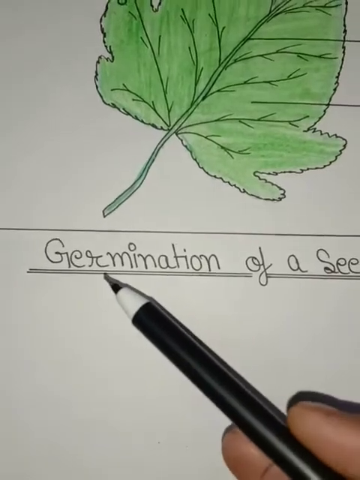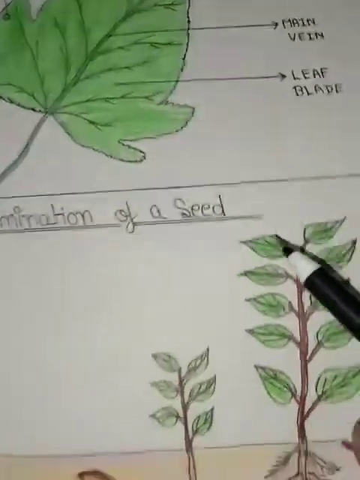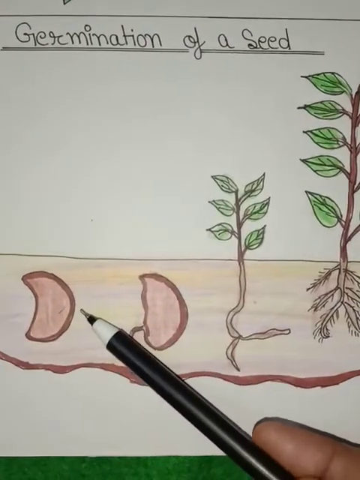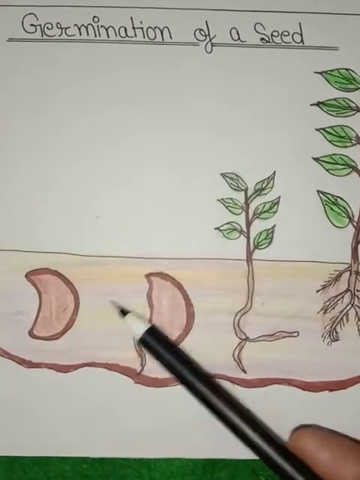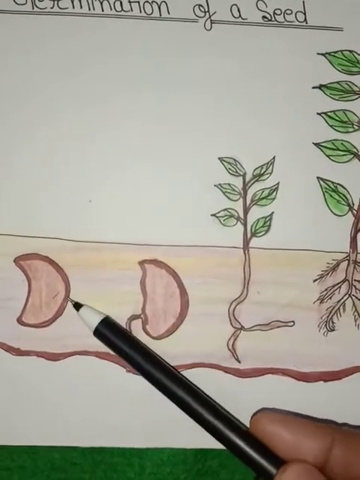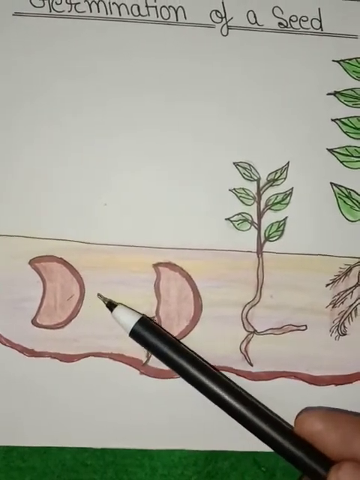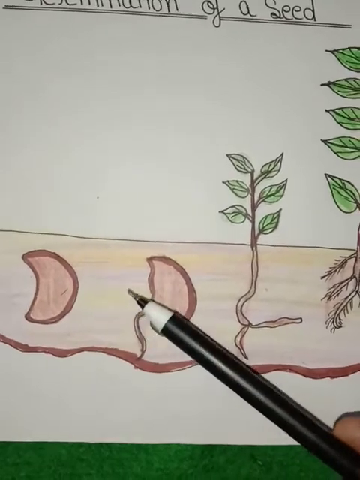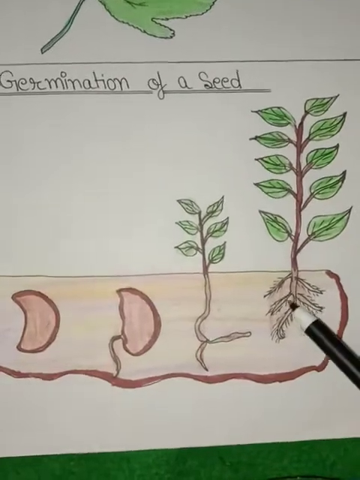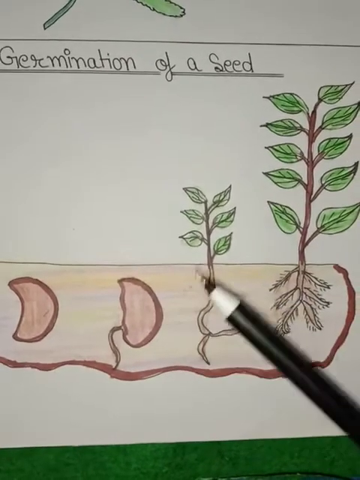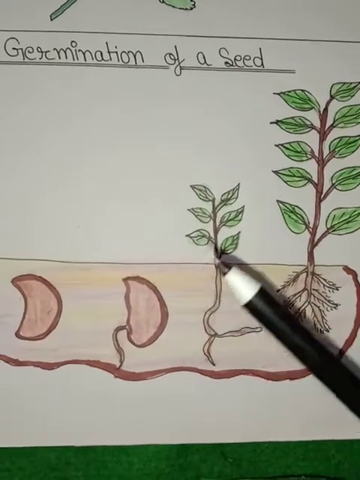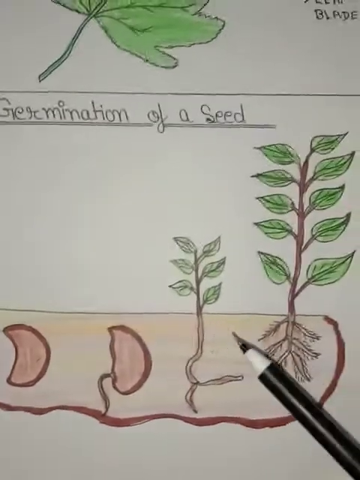Now third, germination of a seed. Okay, now germination of a seed. A seed contains a baby plant. A seed needs soil, water, air and sunlight to grow into a new plant. Okay, so the process of growth of a new plant from a seed is called germination. Okay, now clear?